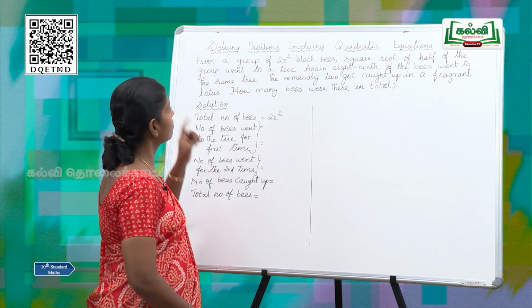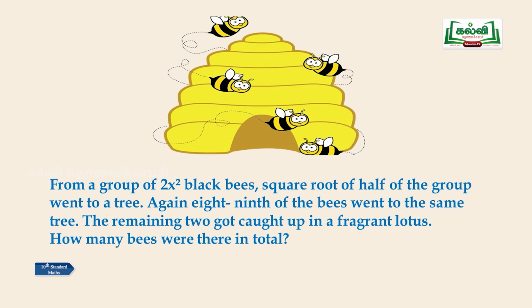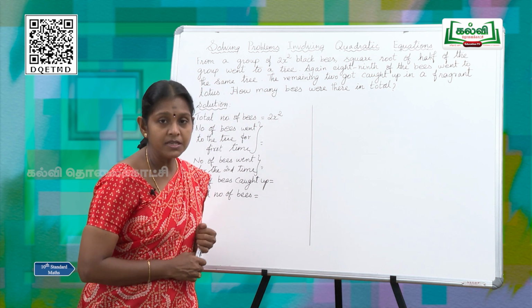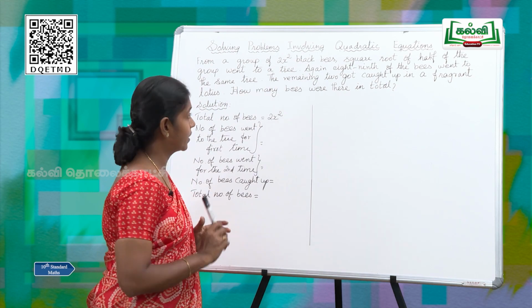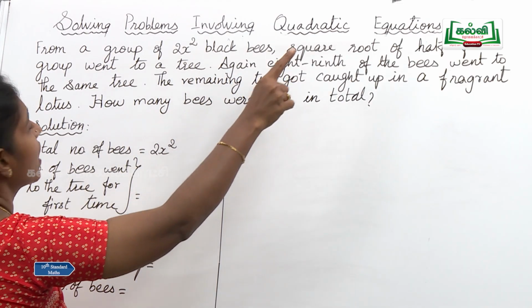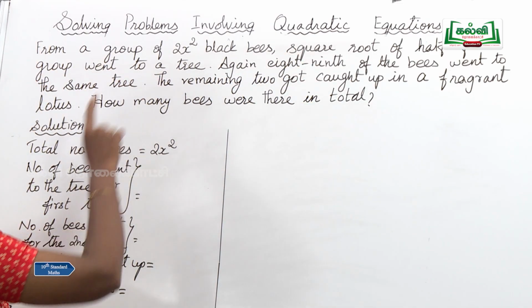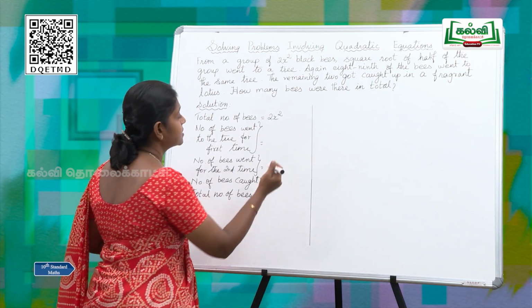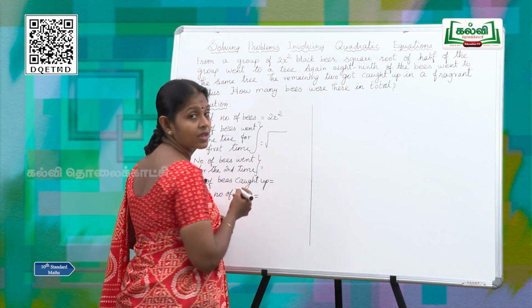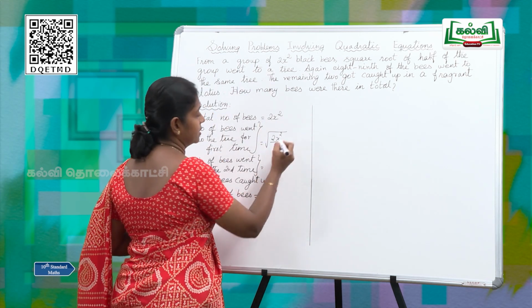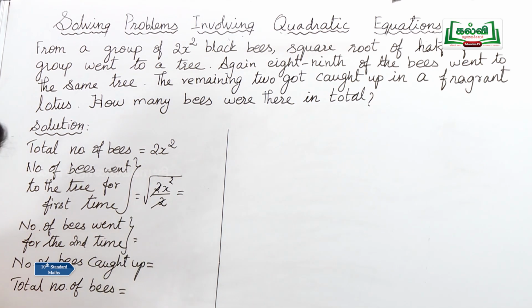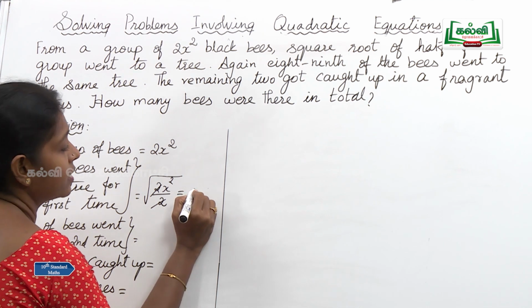Now, listen. From a group of 2x squared black bees. So, from this what clue have you got? Total number of black bees, 2x squared. So, total number of bees is equal to 2x squared. Then, square root of half of the group went to a tree. That means square root of half of the total number went to the tree. That means 2 will be cancelled. Only x squared will be there in the square root. What is the square root of x squared?